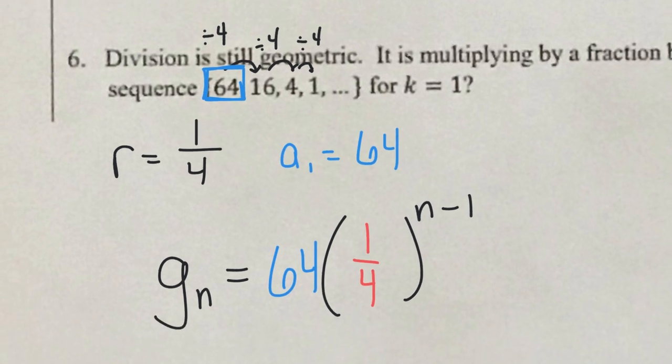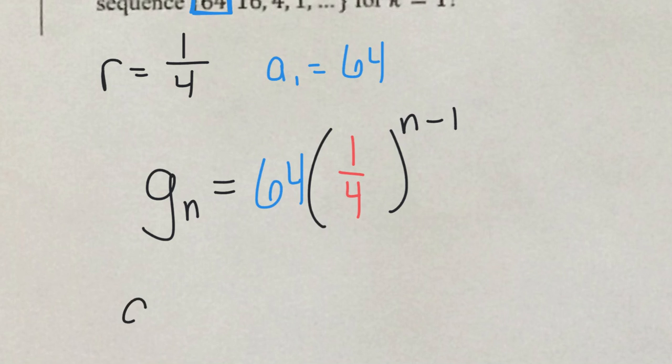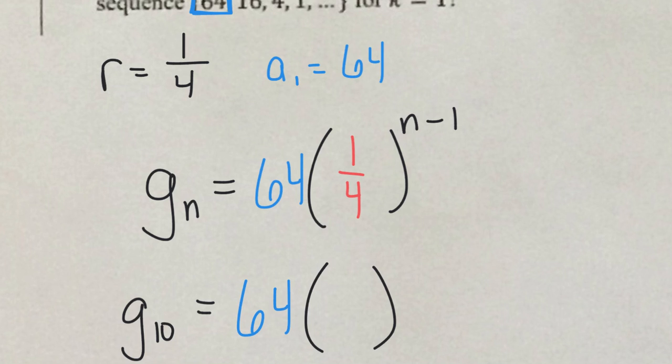Okay, like for example, maybe the 10th term, g sub 10. Once again you plug the 10 into here. This is where our variable n is. 10 minus 1 is 9. So we're really looking for 64 times 1/4 raised to the 9th power. So this is what's going to go into our calculator first, 1/4 to the 9th power.